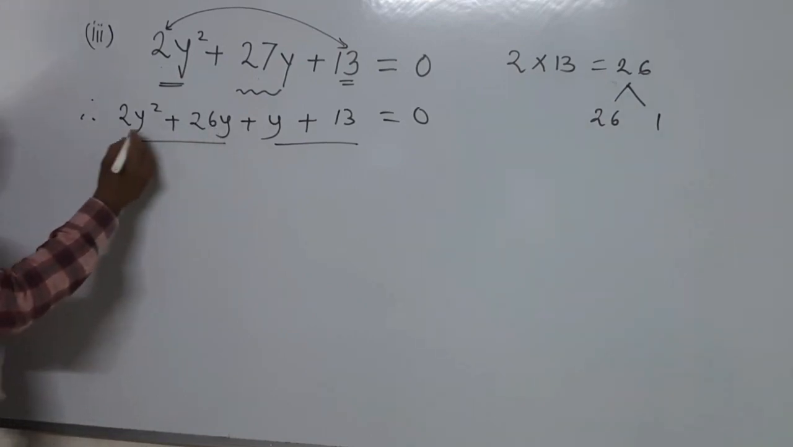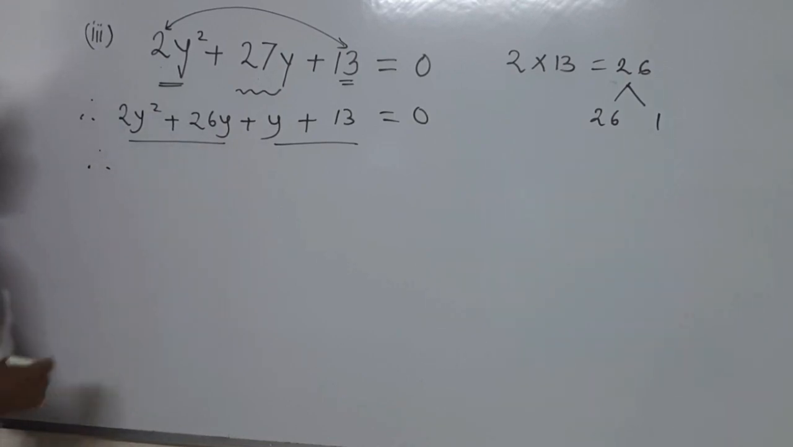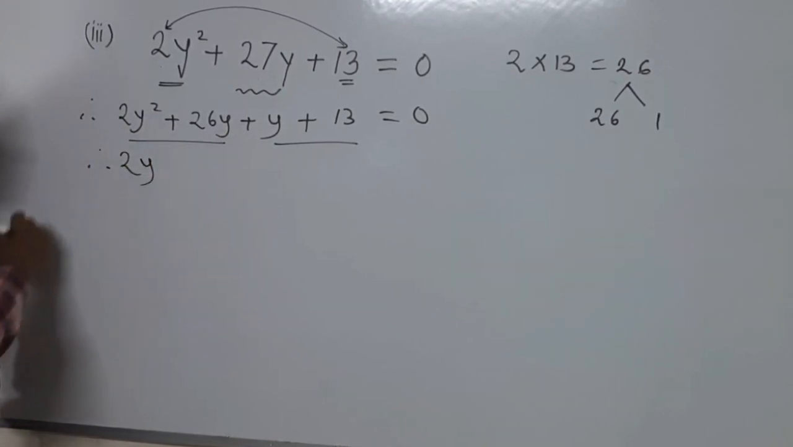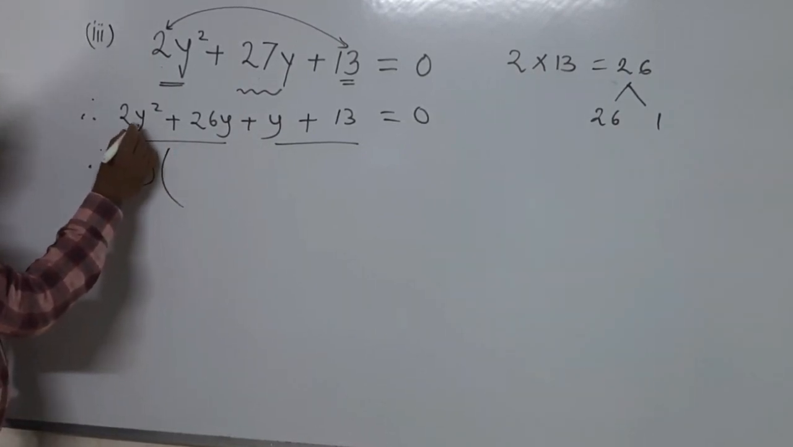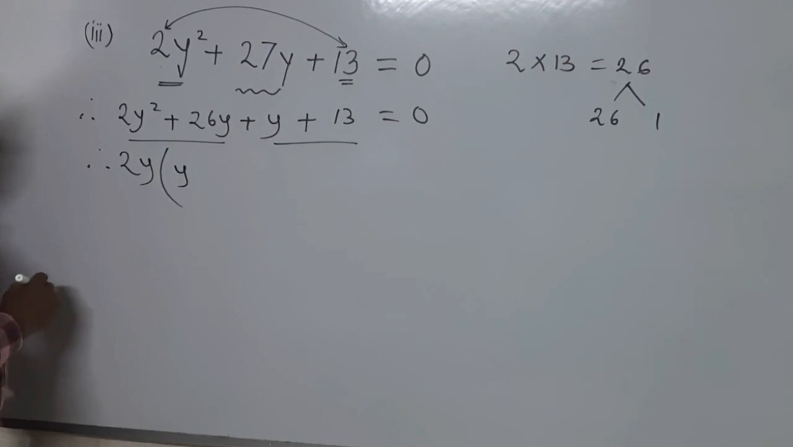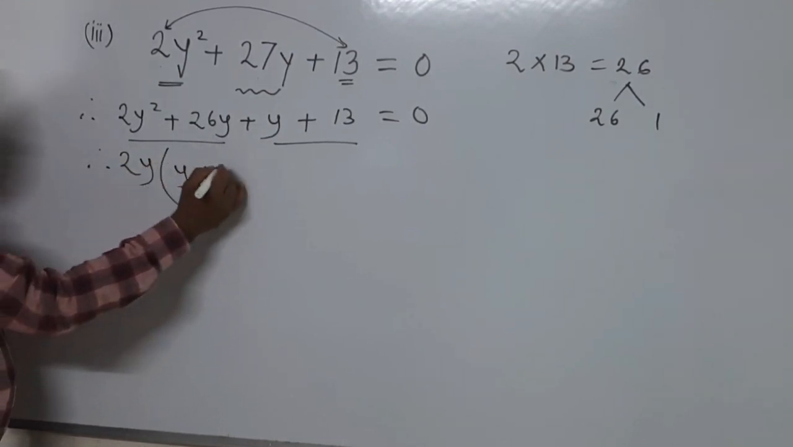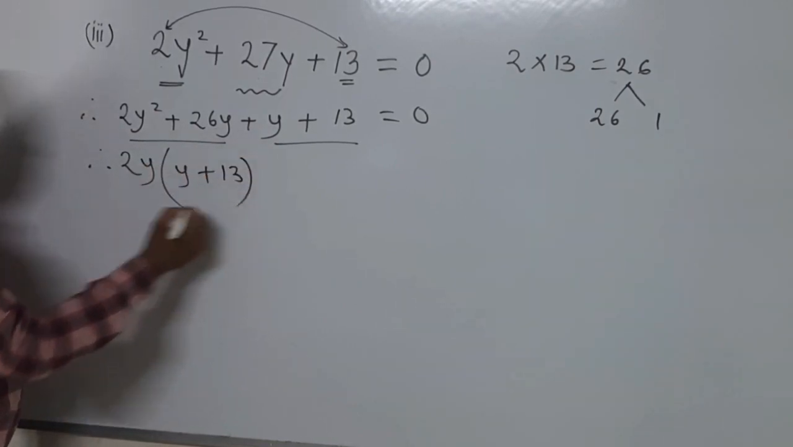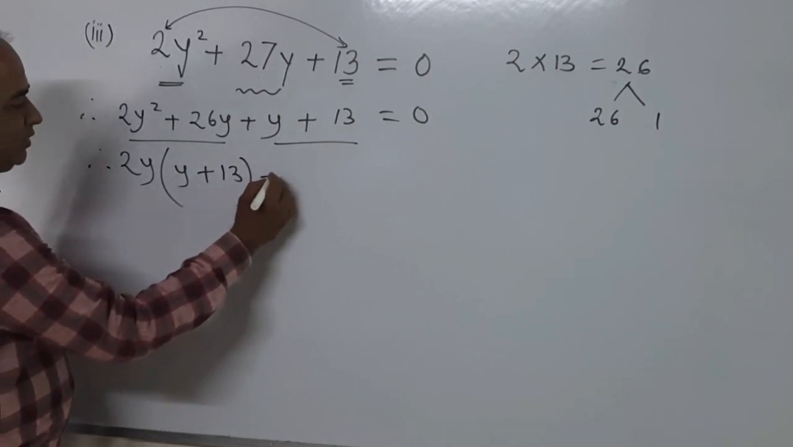Now take common from first two terms. The common term among the numbers 2 and 26 is 2, and the variable y is common. So 2y is common. In the bracket, if we take 2y from 2y square, y will remain in the bracket, and from 26y, 2 came outside, so 13 is remaining, and y came out, so y plus 13 in the bracket.